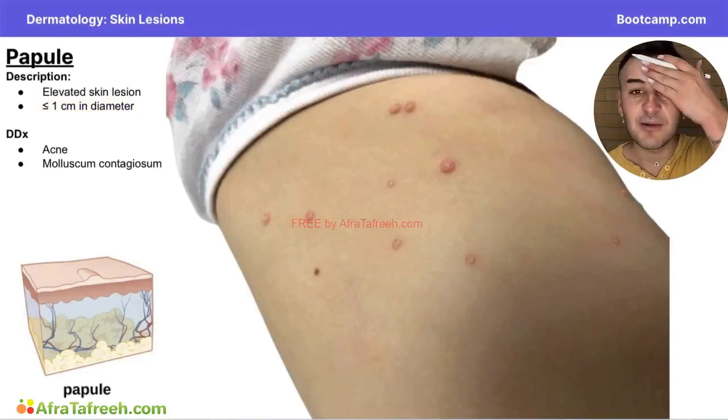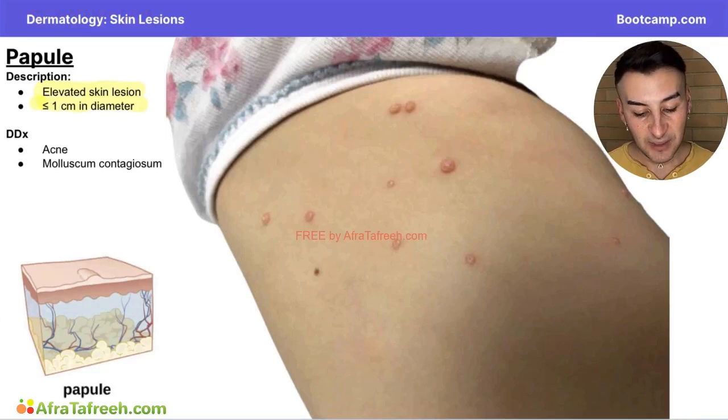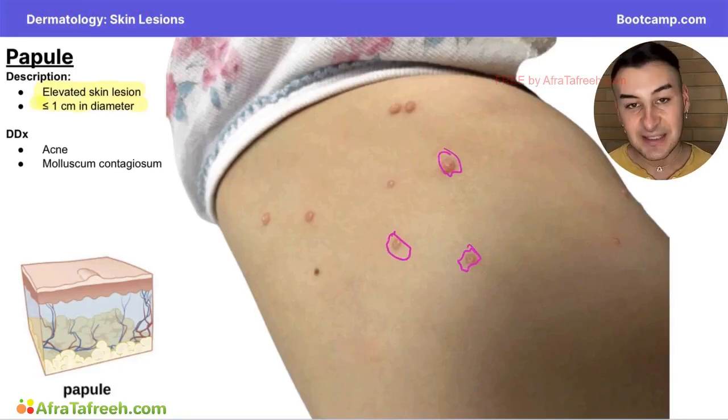If I was to rub my hand over my face, I would easily be able to feel a papule because it's elevated. Importantly, these are going to be less than or equal to 1 centimeter in diameter. A classic example here, we have some papules on the arm, and these are umbilicated papules, which is characteristic of molluscum contagiosum. What do I mean by umbilicated?